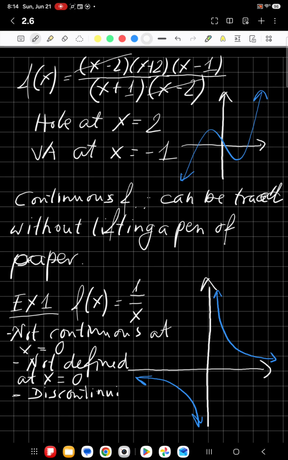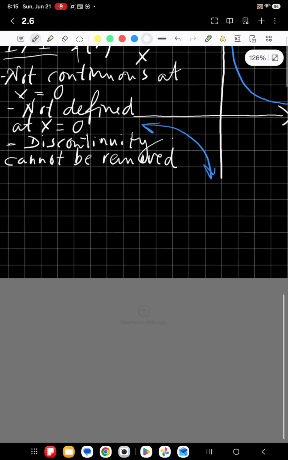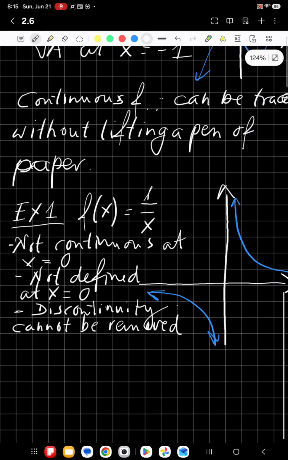I don't know if that's how you spell it, but whatever, it's here, cannot be removed. It's a non-removable discontinuity. Cannot be removed. Okay. Yeah, so maybe in a moment I'll explain what that all means. Let's just add one more comment.